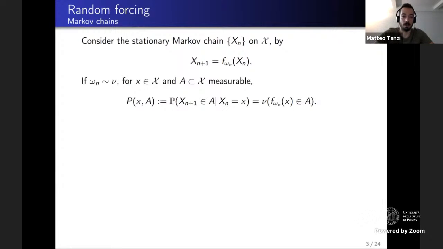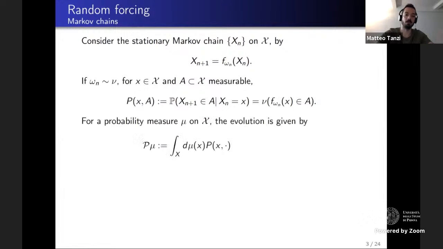This is the transition probability of the Markov chain, which gives us how the system evolves in terms of random orbits. What is the evolution of the system in terms of measures? If we have a probability measure mu on the phase space chi, the evolution of this probability measure is given by this operator, which is the generator for the Markov chain, and it's defined as the integral of all the transition probabilities with respect to the starting measure mu.